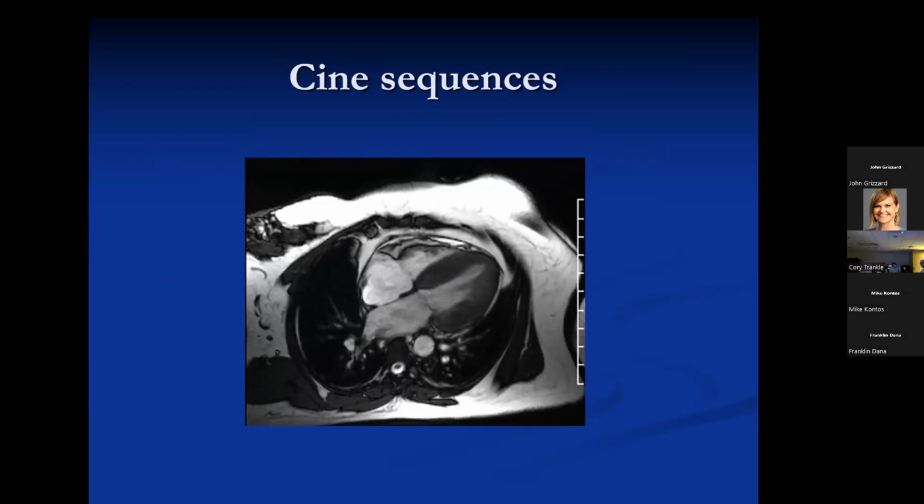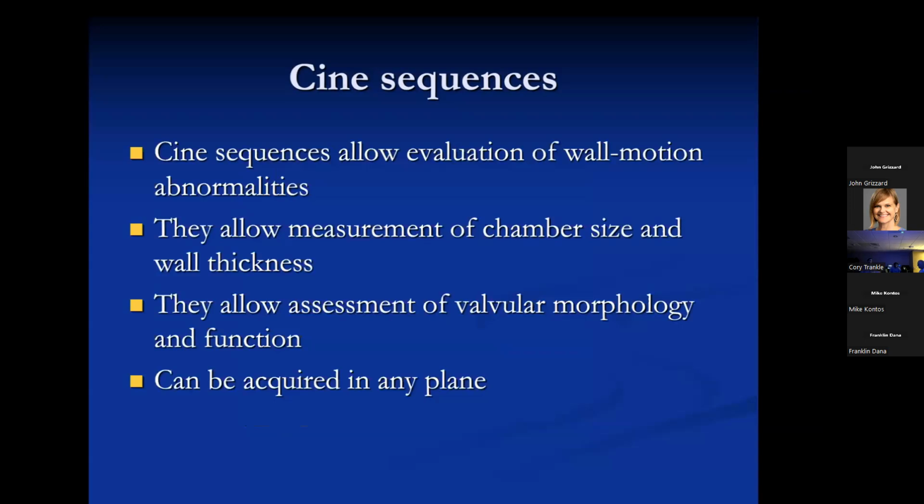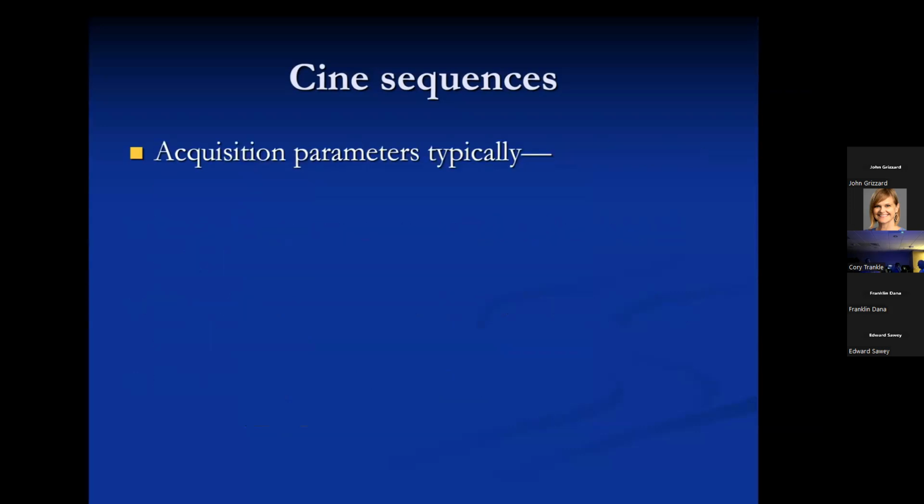Notice on the 4-chamber view, we'll talk a little bit in subsequent lectures about pericardial disease, how the free wall of the right ventricle slides by the pericardium. That's a really nice example of it there. You can see how those are not stuck together. So you can really see motion quite well depicted. You can also measure chamber size and wall thickness, and they allow you to assess valvular morphology and function. You can get them in any imaging plane.